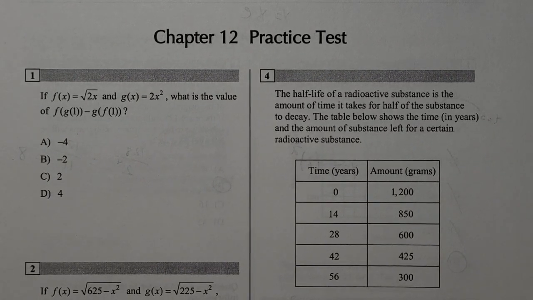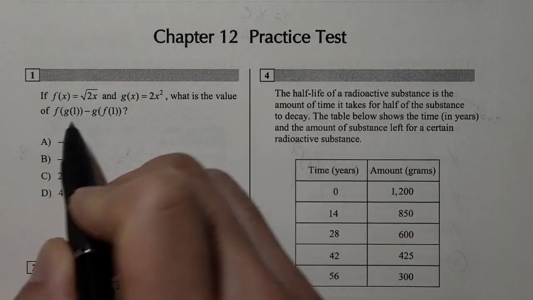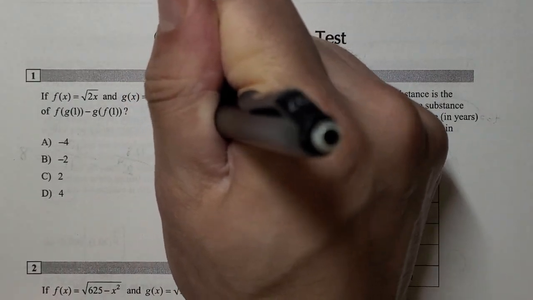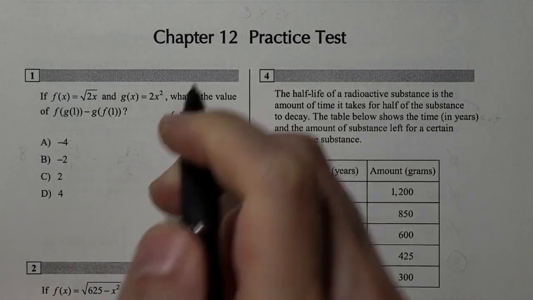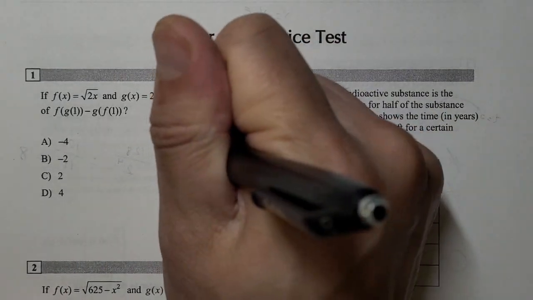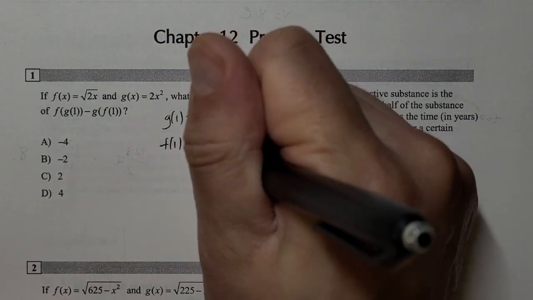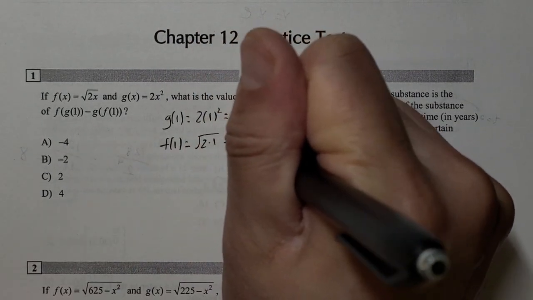Okay, number one, if f of x is square root 2x, g of x is 2x squared, what is the value of f of g of 1 minus g of f of 1? So go ahead and try this. So what's g of 1? G of 1 is 2 times 1 squared, which is 2. Okay, what's f of 1? Okay, that is square root of 2 times 1, which is square root of 2.